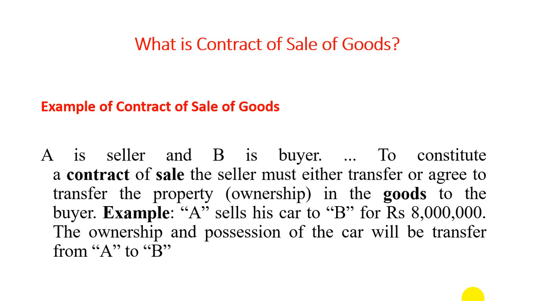It means there is another point. Whenever you sell a property to someone, the ownership is going to be shifted from you to that person in the goods to the buyer. Example, A sells his car to B. So now A is the seller and B is the buyer, and the car is the good of the contract between them. It means they're going to contract on the car.